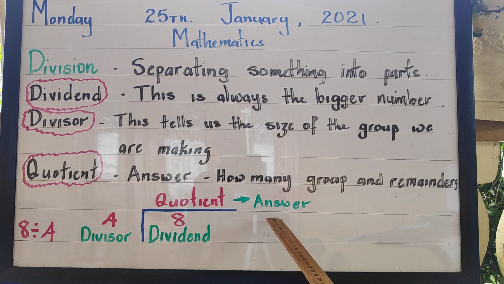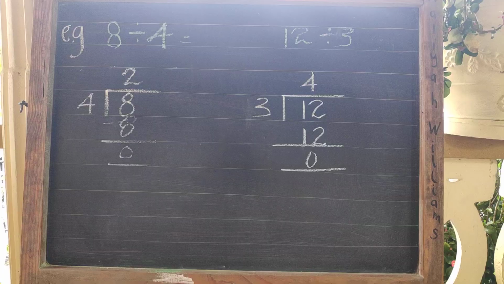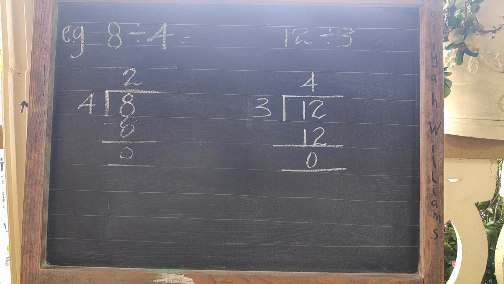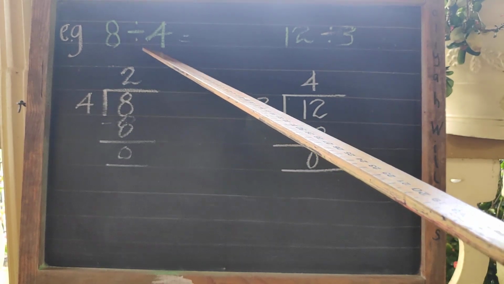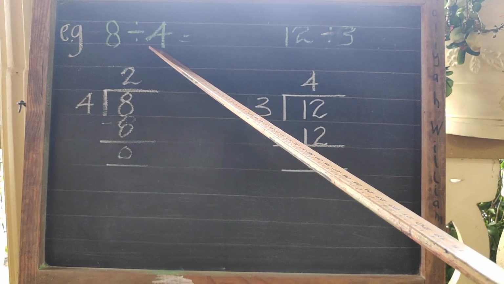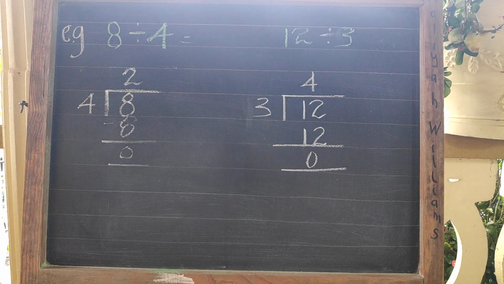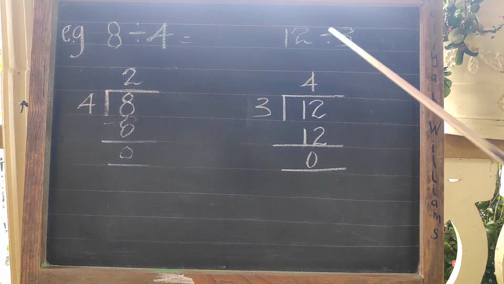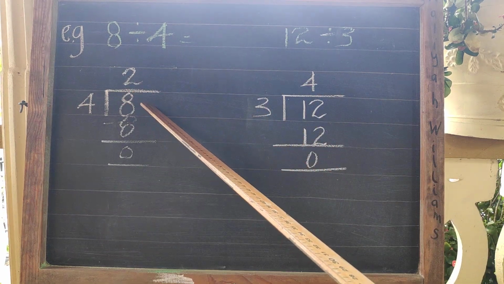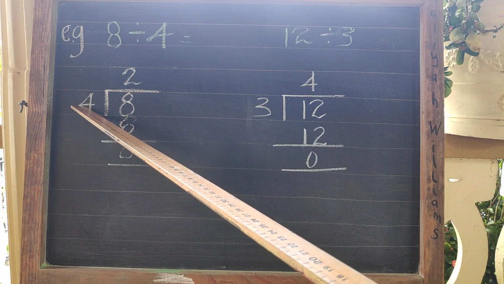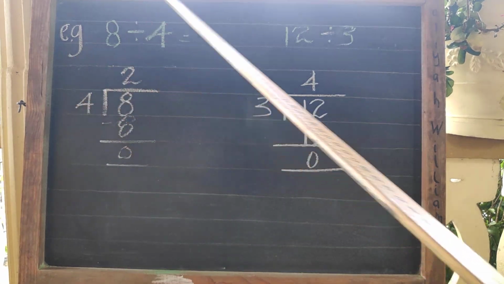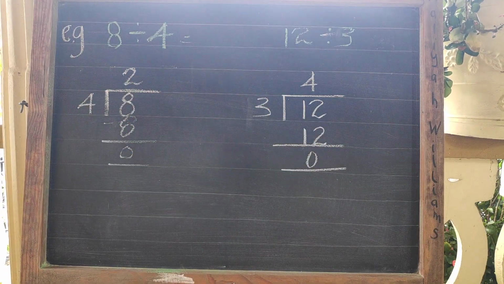Alright? So how do we go about working these problems now? Let's go to our blackboard. Let's look back at the same problem we had. 8 divided by 4. So we're making groups of 4. Remember, our dividend, the biggest number, always goes inside. The divisor goes out here. And then the answer goes on top. But how do we work that problem? Let's look at it.